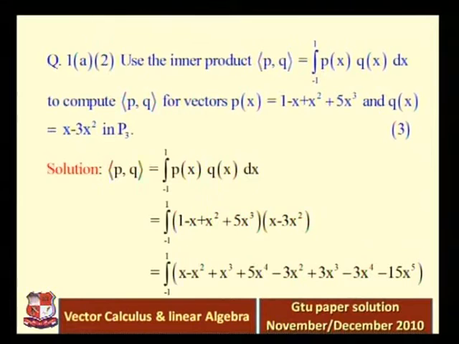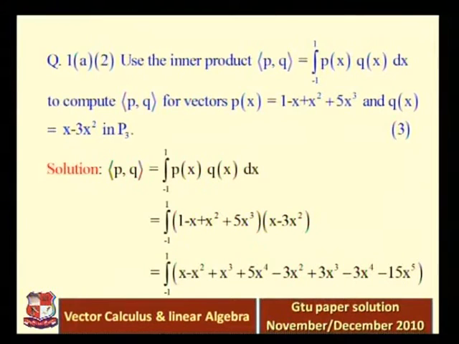Now we have to take the product of these two polynomials, simply multiplication. So the next step is integration from minus 1 to 1 of 1 into x, that is x, minus x into x, that is minus x square, plus x square into x, that is plus x cube, plus 5x cube into x, that is plus 5x raised to 4.